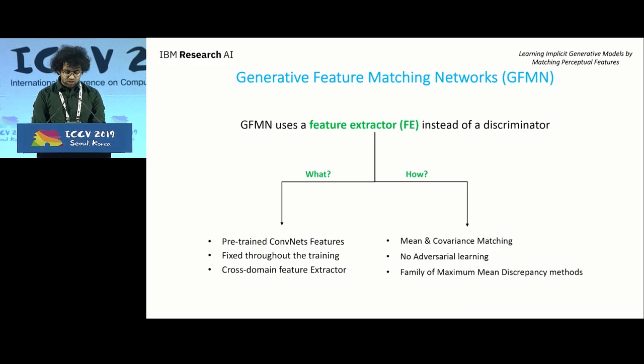In GFMN, instead of a discriminator, we use feature extractors. Our feature extractors are various pre-trained convnets that are fixed during the training of GFMN. These pre-trained networks for feature extractors are either autoencoders or cross-domain classifiers. Using pre-trained networks, we match the statistics of various layers for real and generated images.